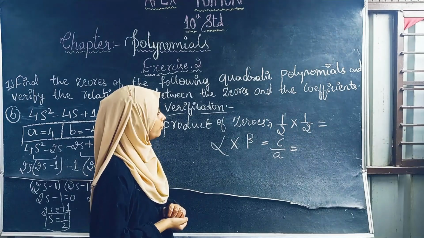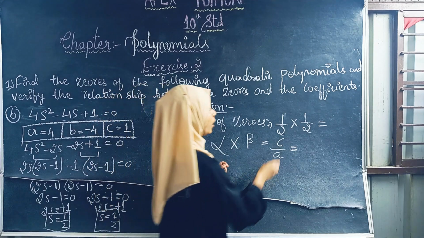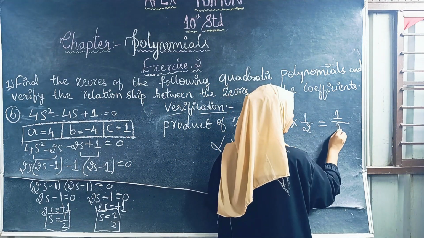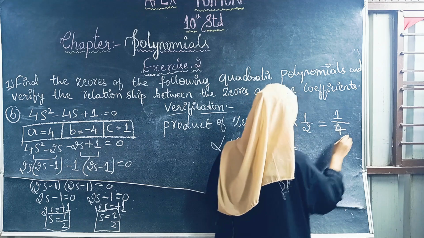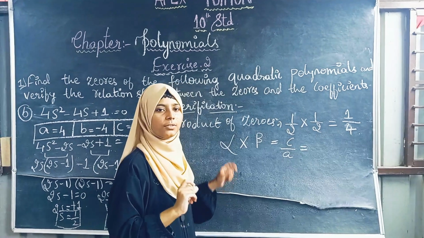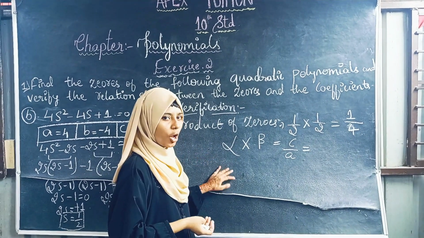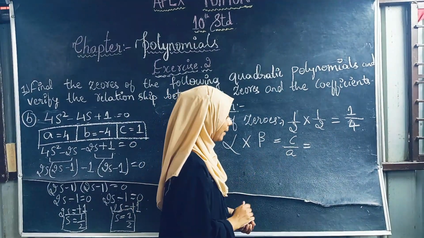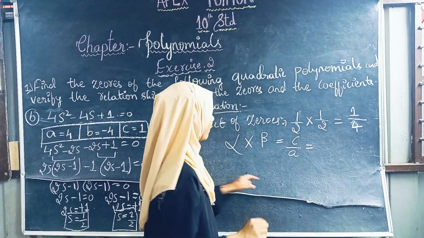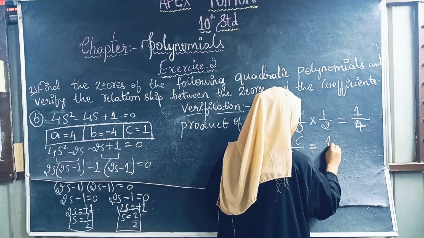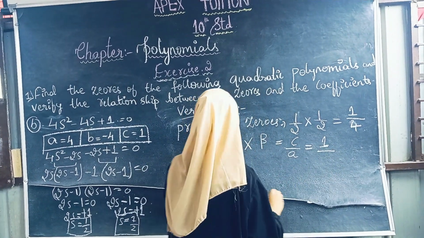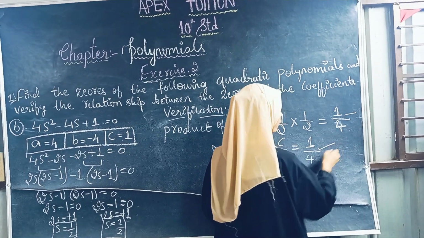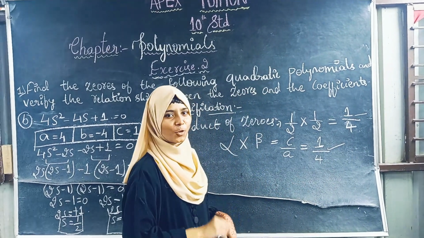Now we have to find the product of zeros. Now 1 ones are 1 and 2 into 2 is 4, so 1 by 4. Now we have to find the product of zeros by applying the formula method. The formula is alpha into beta is equal to c by a. The value of c is 1 and the value of a is 4. Now we will get the same answer, 1 by 4 and 1 by 4. The answer is correct, hence proved.